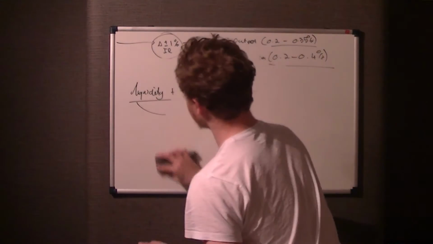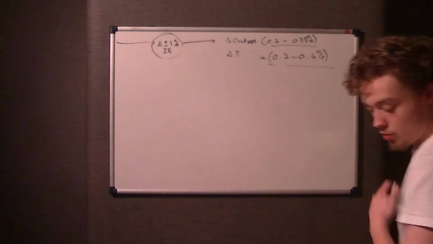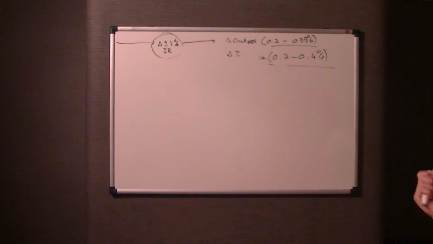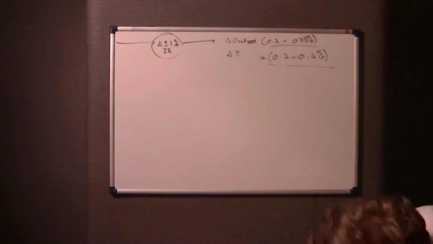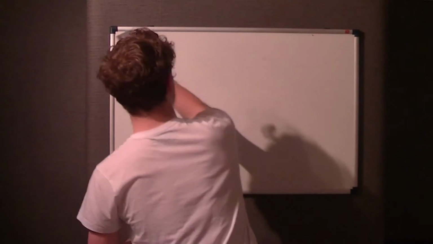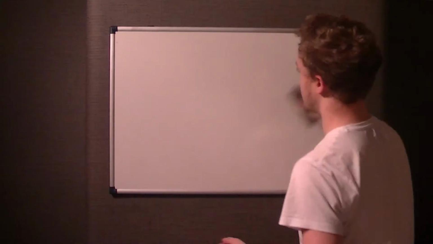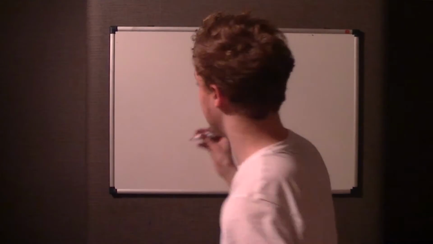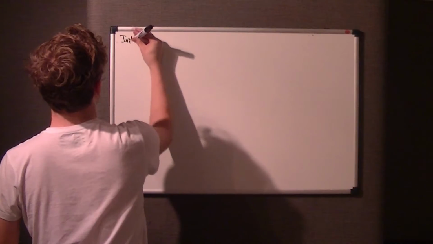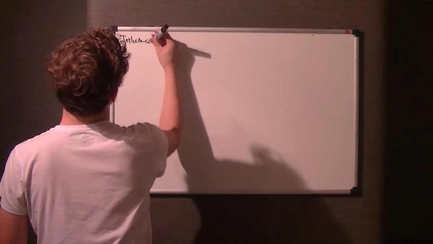Just rub that off. Okay, so now what we're going to go on to is something called inflation targeting, okay? And yeah, that's right, there's two types of inflation targeting that you need to know about. There's one called symmetrical inflation targeting and asymmetrical inflation targeting. Okay, so just write inflation targeting. And now, obviously, you can guess.